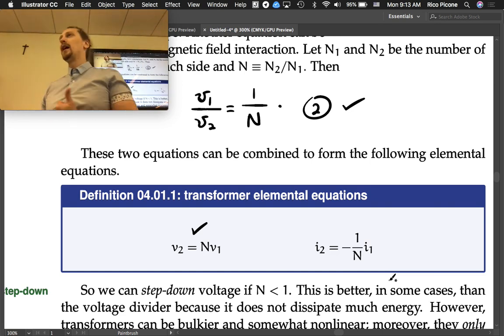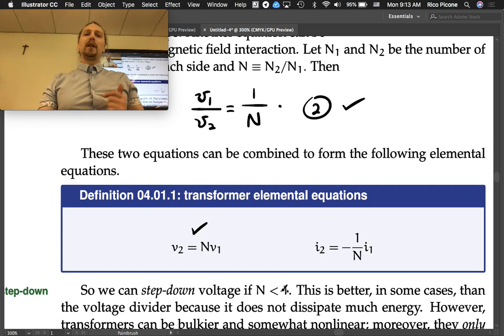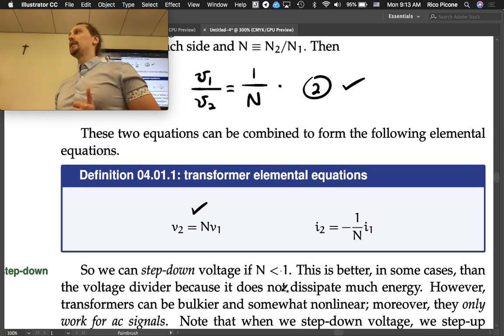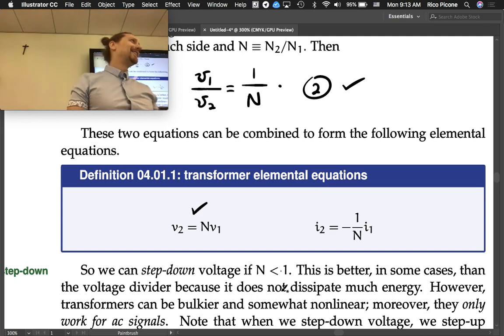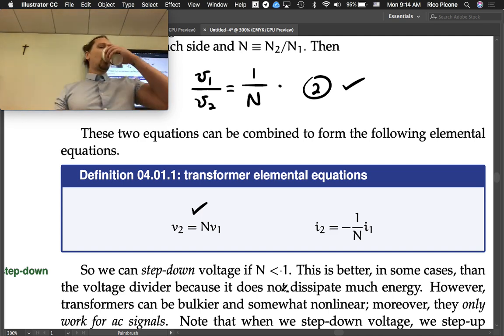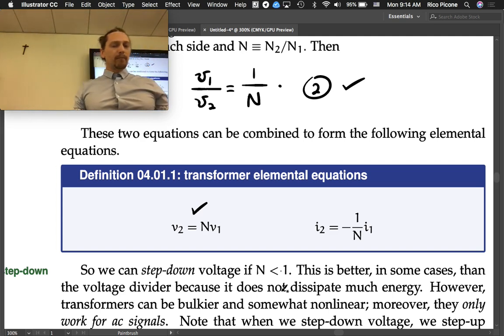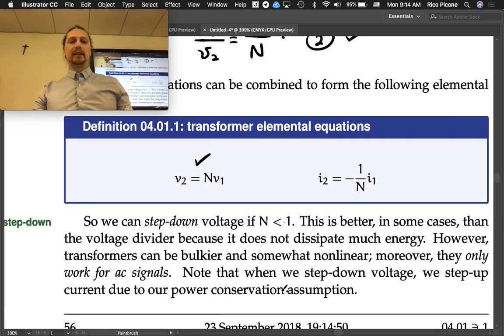So just like when you had an inductor, you had a relationship between the voltage and the current for it. For a transformer, we have two equations that we write down. And they're actually conveniently algebraic. There's no differential equation here, which is nice, right? We like that. Great.